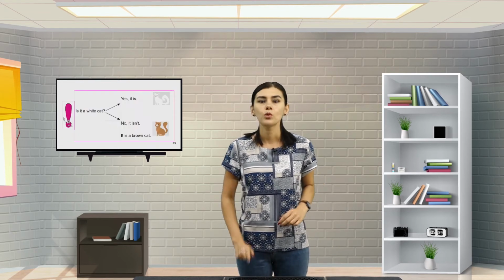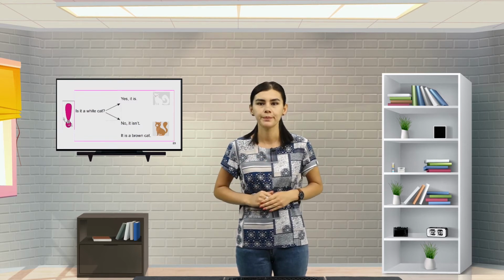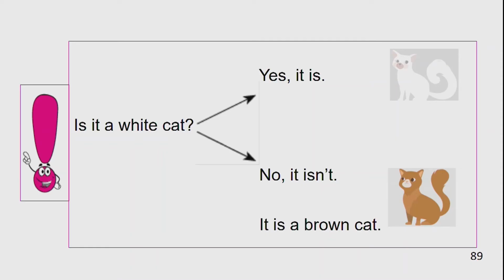Look at me now. Is it a green marker? No, it isn't. It's a blue marker. We have 2 short answers to our questions. Look at the board. Is it a white cat? And we can say, yes, it is, or no, it isn't. But how do we make a full answer? Look at the second picture. Is it a white cat? No, it isn't. It's a brown cat. Now we have the full answer.